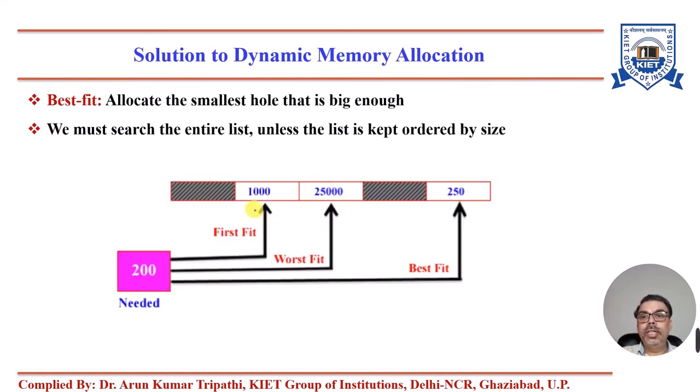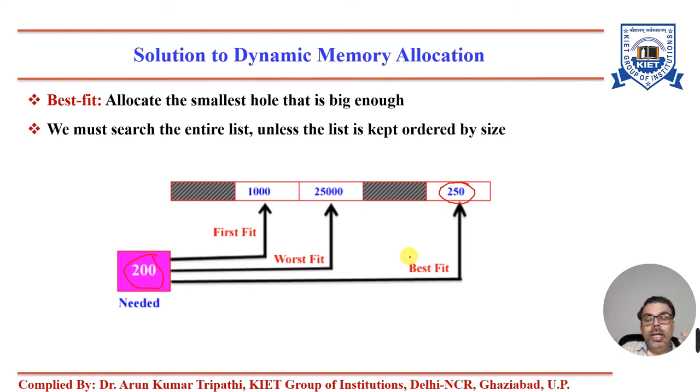Last one is the best fit. In the best fit, again, it has to scan the entire memory location and find the space which has the least wastage of memory. That means it requires only 200 MB, so it should be placed in the 250 MB hole so that there will be the least wastage of memory. So these are the three techniques.